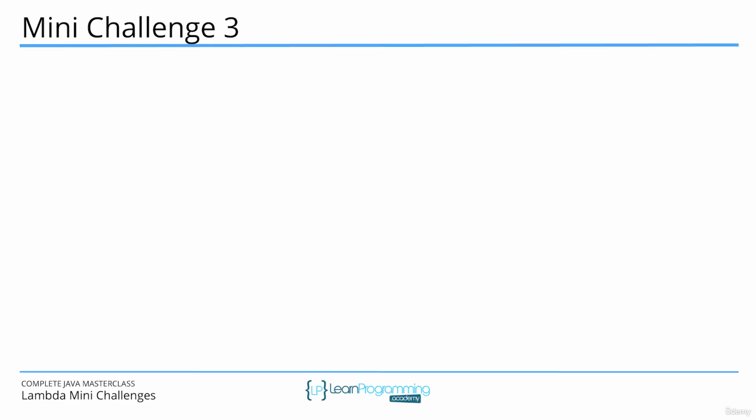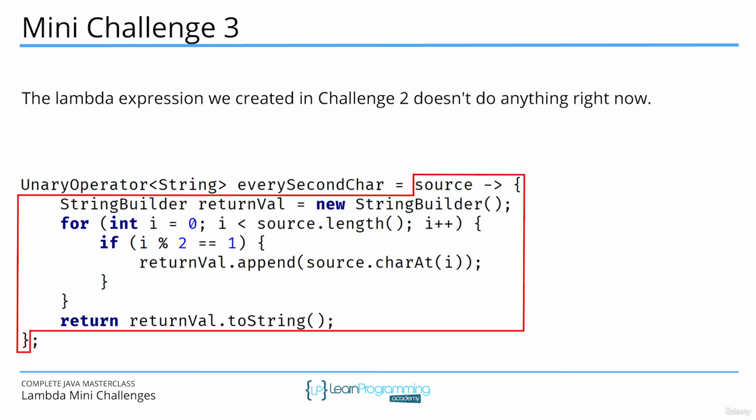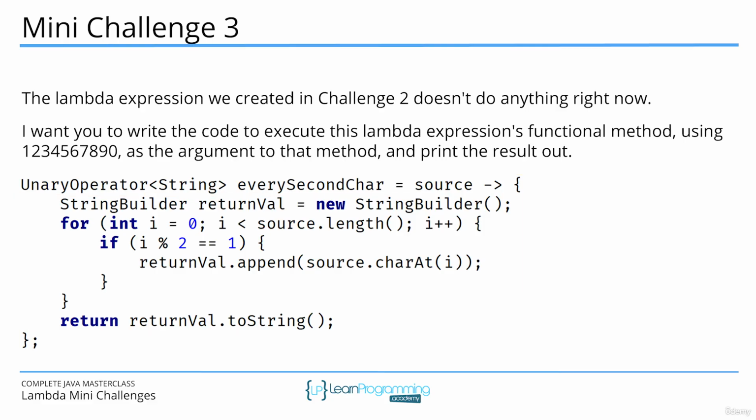This is mini challenge 3. The lambda expression we created in challenge 2 doesn't do anything right now. I want you to write the code to execute this lambda expression's functional method using 1, 2, 3, 4, 5, 6, 7, 8, 9, 0 as the argument to that method and print the result out. Try that out and I'll see you when you get back. Pause the video now.